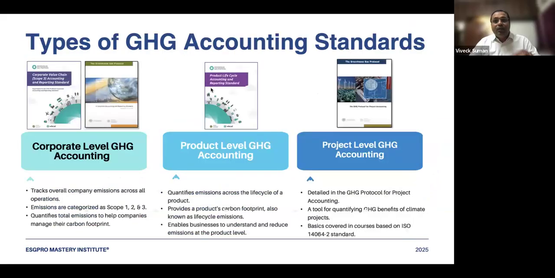Okay. So now let's see what are those different documents which we have at our disposal. The first one is corporate level GHG accounting. The different types of GHG accounting standards start with the corporate level GHG accounting standard. Now, one of those books is already with you, which is the scope 1 and 2 calculation toolkit or guidebook, also known as the revised version of the corporate level GHG emission. That's book number 1 on the right hand side. You can see it is standing.